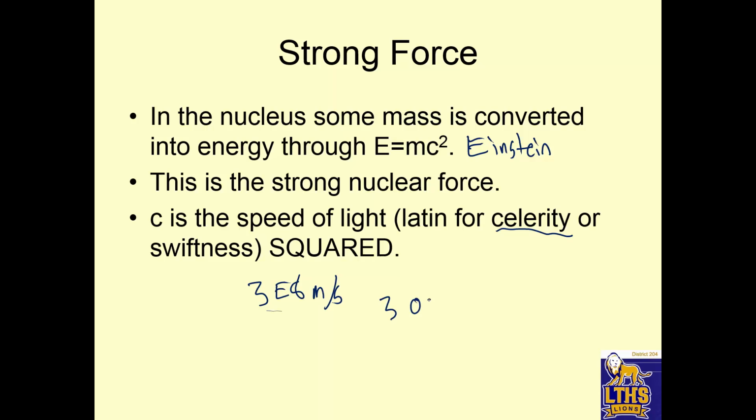That's 3 followed by 8 zeros: 1, 2, 3, 4, 5, 6, 7, 8. Bad spacing for me. But then you square that, so the number is going to be huge. So if the energy is that squared times whatever the mass is, it'll still be pretty big, right?